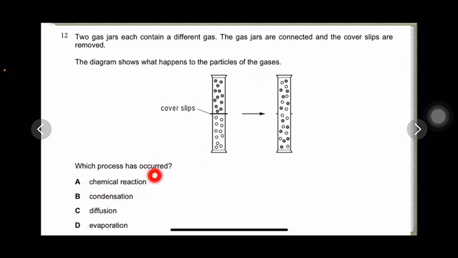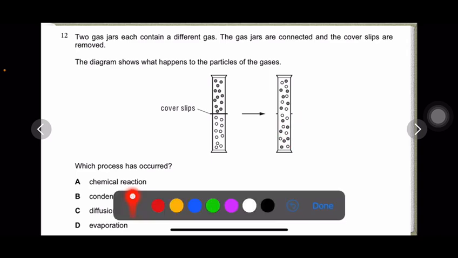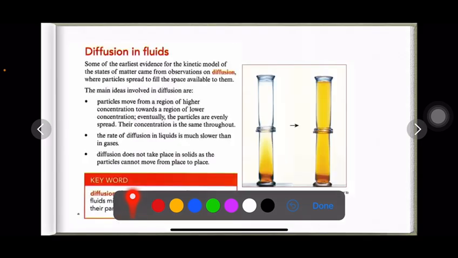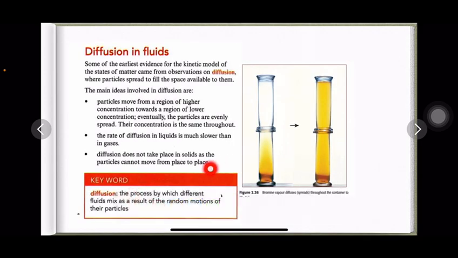Which process has occurred? Here you can see, after some time, there is a random mixing of particles. So this is showing you diffusion. The correct answer is diffusion. This picture is taken from your textbook. You can see here how diffusion is taking place.